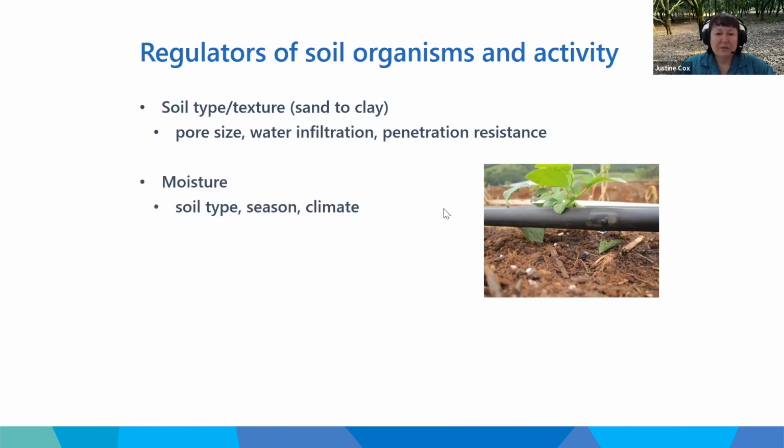Moisture is critical. These organisms live in water and moisture. So if it's very, very dry, then you can't expect organisms to be active and abundant. But also within a soil type, there are season and climate. Is it the wet season of your year? In the longer term, is it an El Nino or La Nina year? And what part of Australia are you in? If you're in hot and wet or cold and wet, that will make a big difference to the activity.